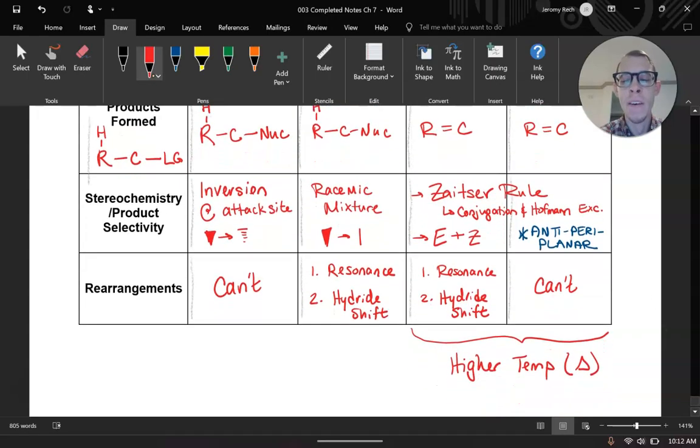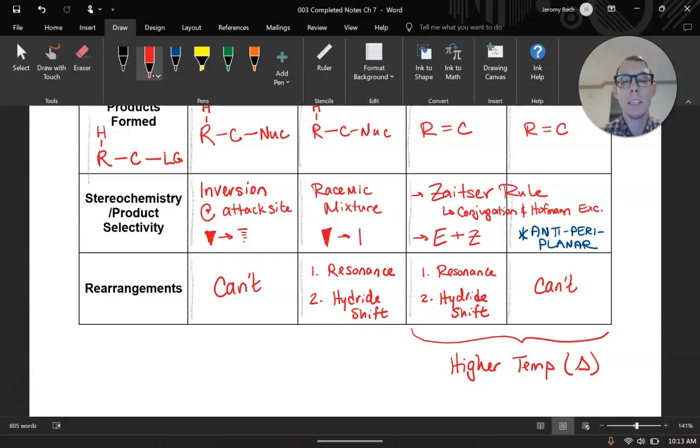When it comes to rearrangements, our twos are not going to be able to do any rearrangements because that's all happening in a concerted format. So there are no rearrangements in our SN2 or our E2s. For our ones, our SN1s and our E1s, those are both susceptible to a variety of rearrangements. Those are going to give us products that might not be easy to predict if you don't draw the mechanism. These can be due to resonance, hydride shifts. There's also a thing called a methyl shift that we haven't talked much about yet.